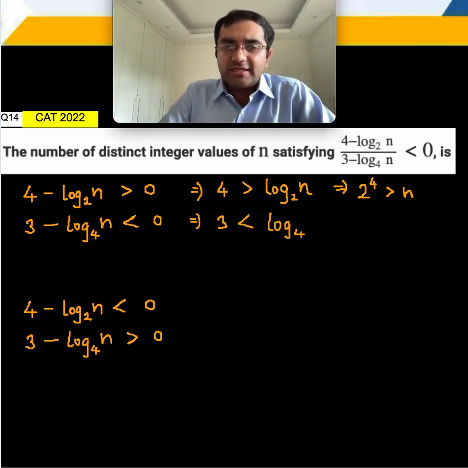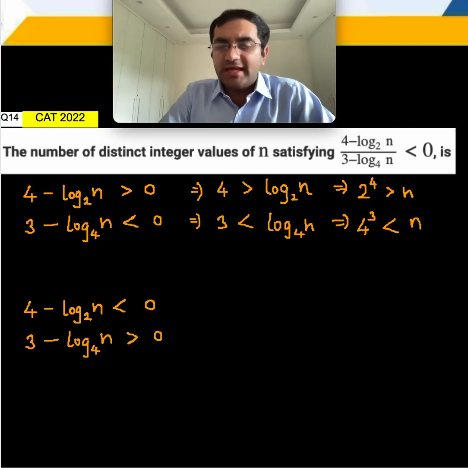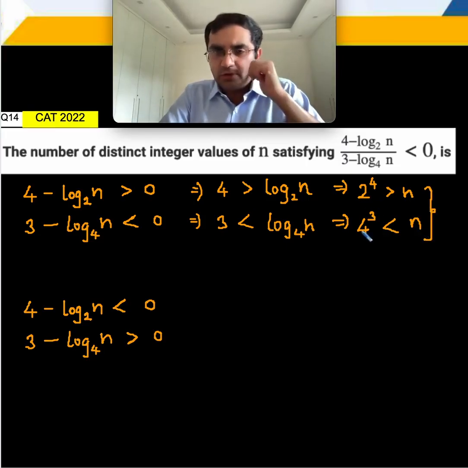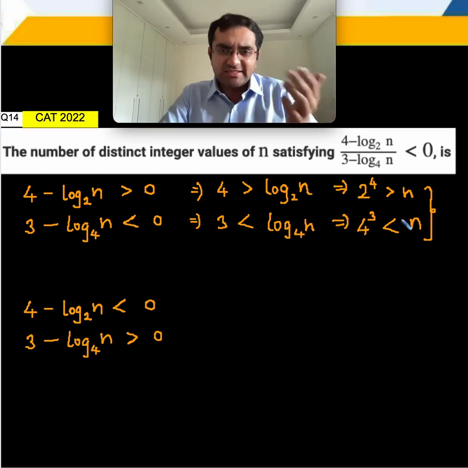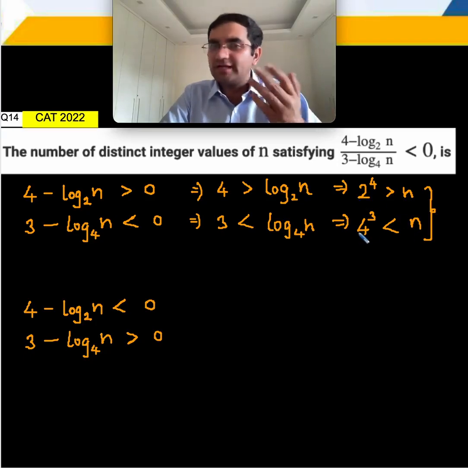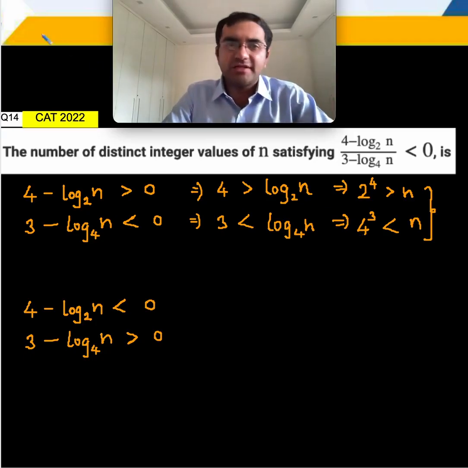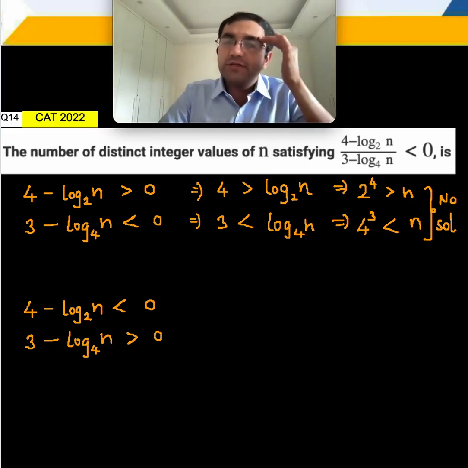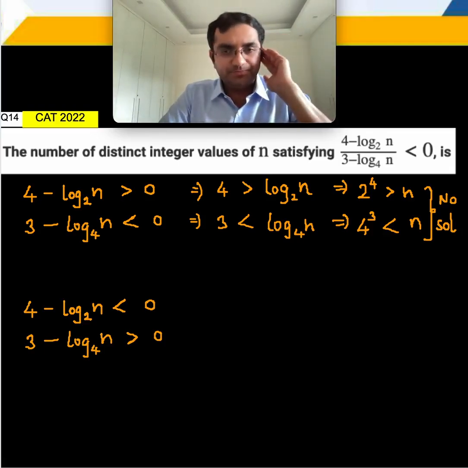Similarly 3 is less than log n base 4, so ये 4 power 3 हो जाएगा, less than n. So over here what you have is n should be less than 16 but greater than 64. How can n be less than 16 and greater than 64? That's not possible. दोनों नहीं हो सकता, या तो less than 16 या greater than 64. Therefore this part has no solution. There are no values for n that are possible over here.